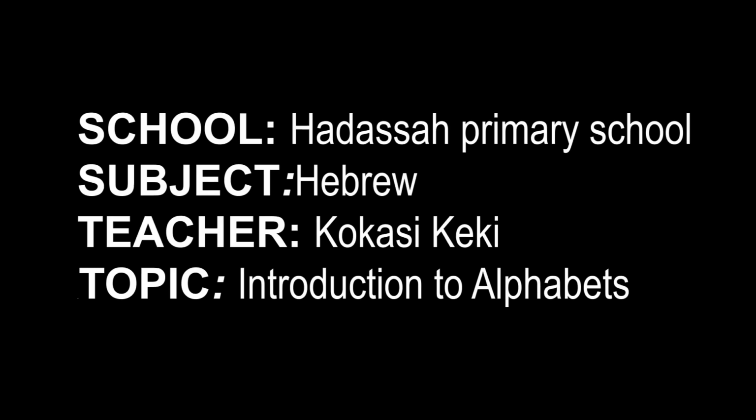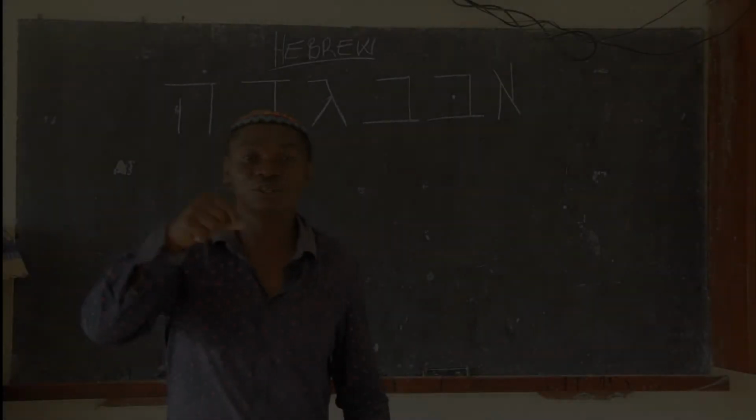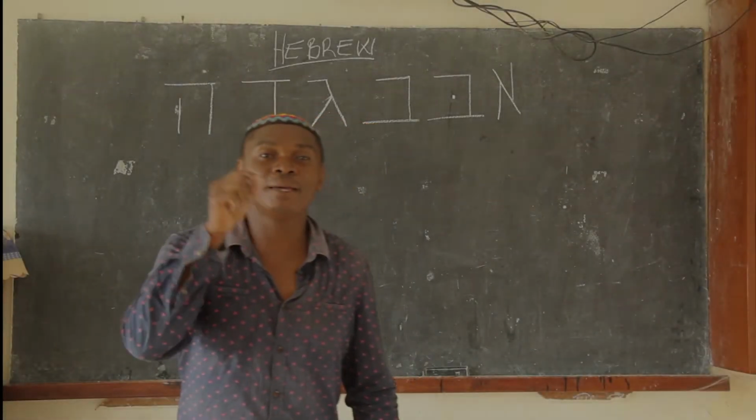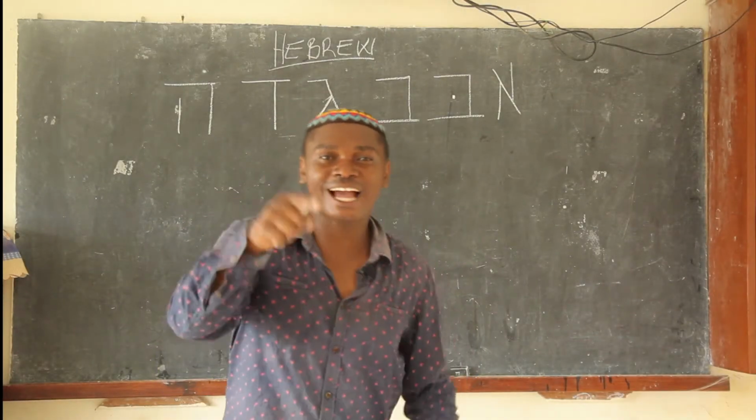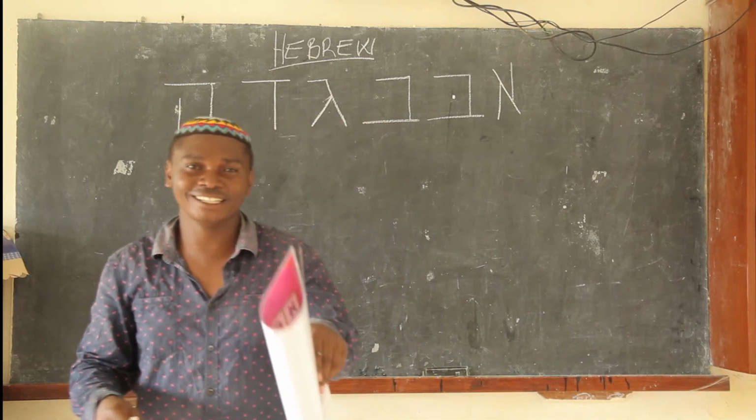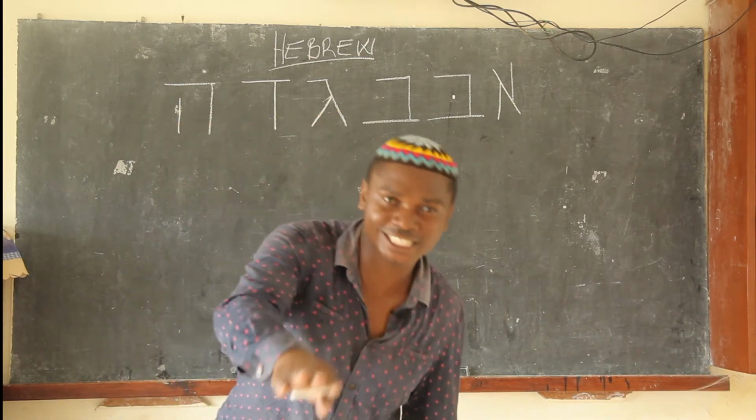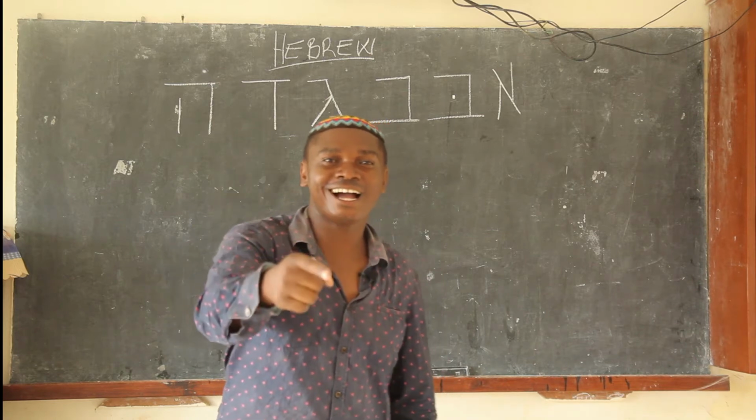Aleph, Bet, Vet, Gimel, Dalet, Hey, Vav, Zain, Het, Tet, Yud, Kaf, Chaf, Lamed, Mem, Nun, Samech, Ein, Pei, Fe, Tzadik, Kuf, Resh, Shin, Sin, Tav.